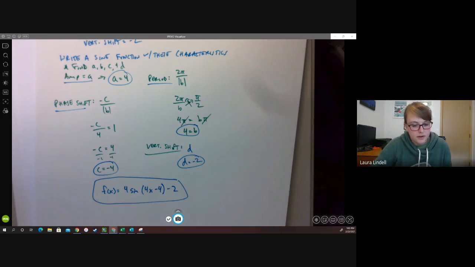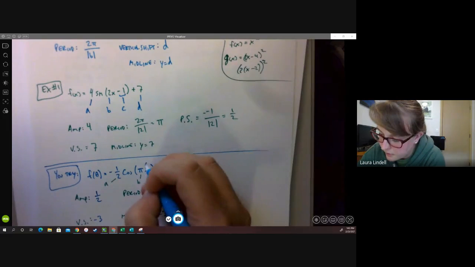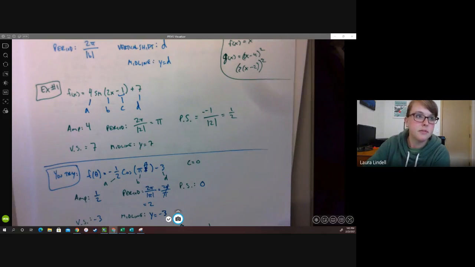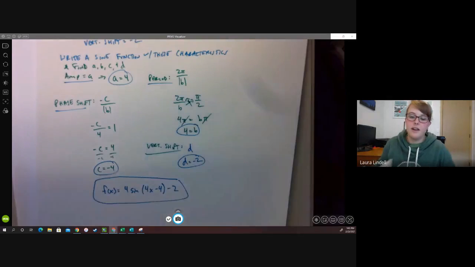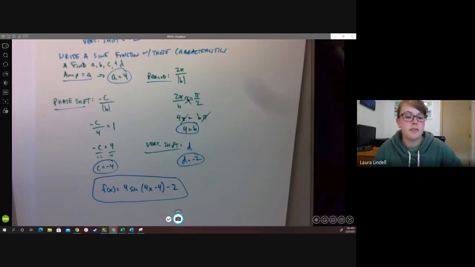Oh, I just noticed what I did on the other page. I said we were going to use theta, and I accidentally used x out of force of habit. That would have been pi times theta. Whoops. All right, anyway. Here's our function. Most of the time you'll be using x. I believe on the IXL you use x as well.